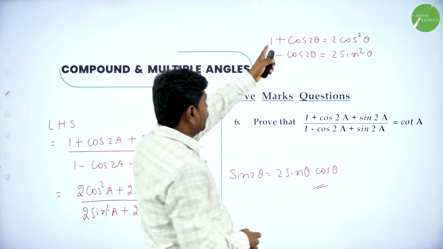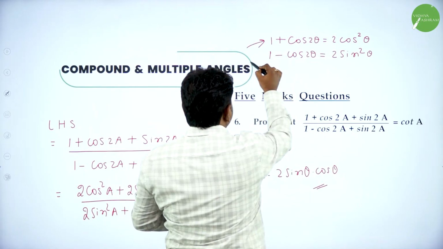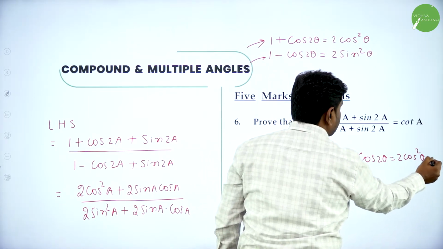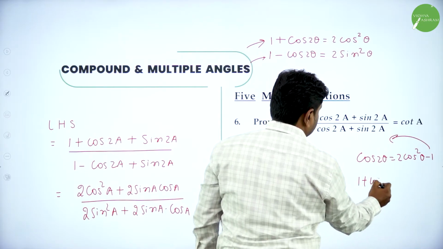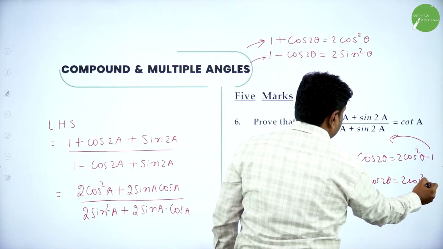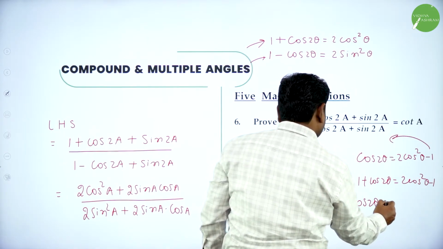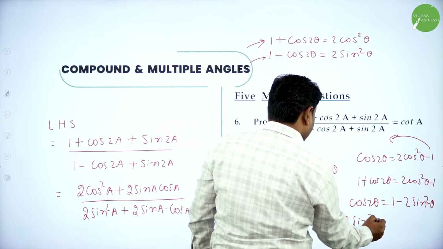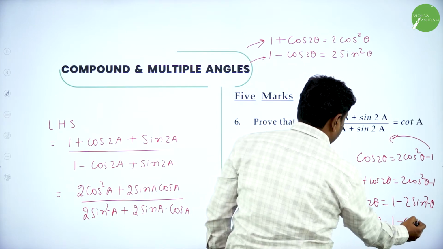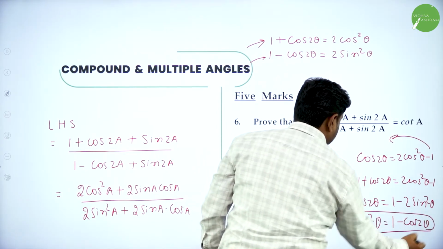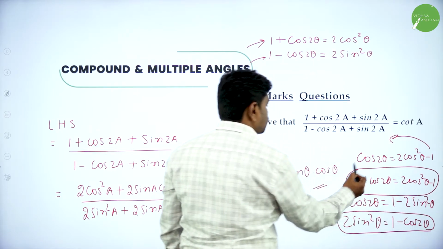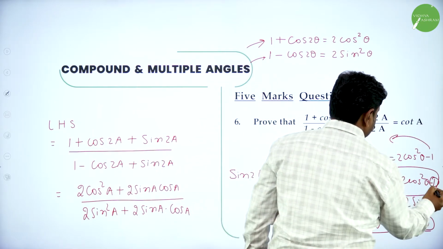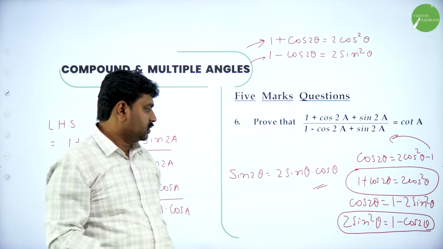But here 1 plus cos 2 theta is 2 cos square theta. Remembering these two results helps you a lot, because you know cos 2 theta can be written as 2 cos square theta minus 1, a multiple angle formula. Minus 1 goes this side, so it will become 1 plus cos 2 theta. 1 plus cos 2 theta can be written as 2 cos square theta directly. Similarly, cos 2 theta can also be written as 1 minus 2 sin square theta. So minus 2 sin square theta, bring this side, it will become 2 sin square theta. You transfer cos 2 theta, it will become 1 minus cos 2 theta. That is how we'll use 1 minus cos 2 theta as 2 sin square theta and 1 plus cos 2 theta as 2 cos square theta. So I hope all of you got the method for this.